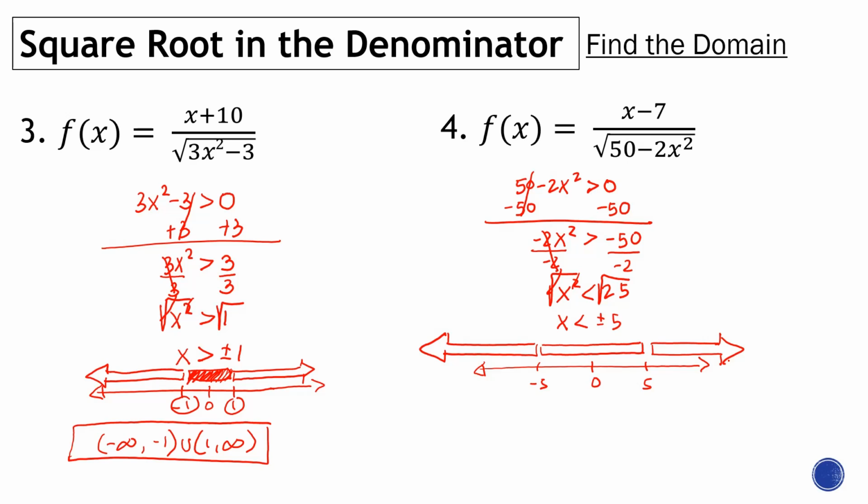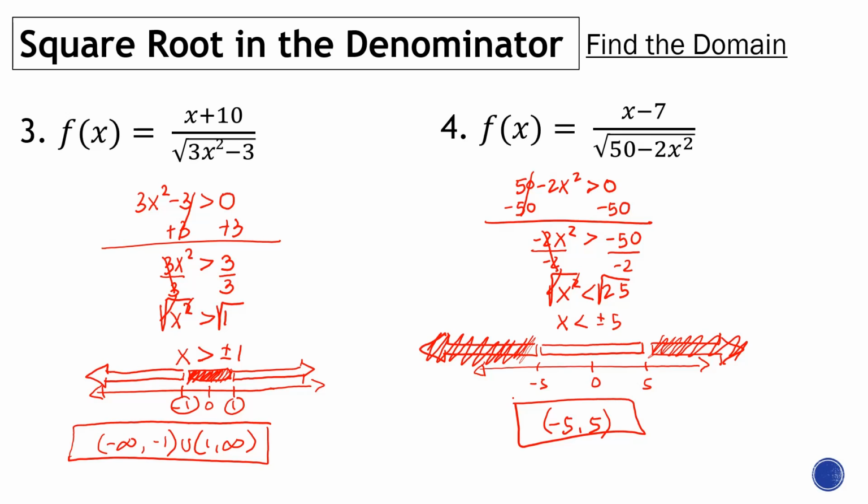Let's try 6. 6 squared is 36, times negative 2 is negative 72. And 50 minus 72 is obviously a negative number. So we do not want this region. If we replace x by negative 6, the answer will also be the same, so we do not want that region. That means the domain will be from negative 5 to positive 5, but negative 5 and 5 are not included. Let me just emphasize that.